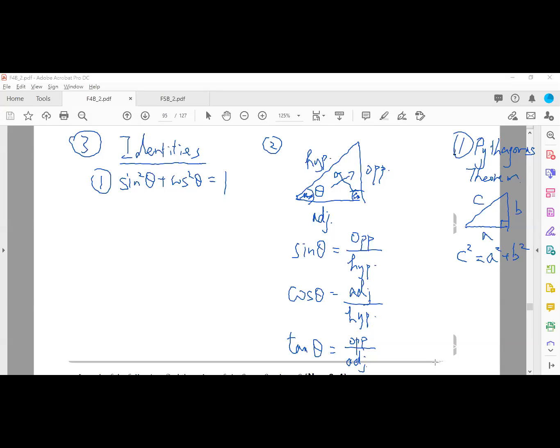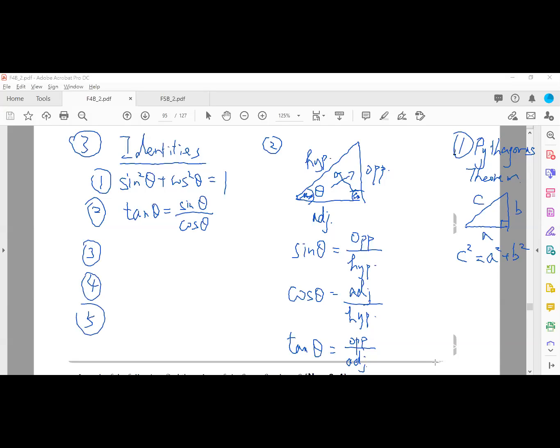And so on. And then the second identity is tangent theta is equal to sine theta over cosine theta. Sometimes we will change the tangent theta to be sine theta over cosine theta, but sometimes we will change the sine theta over cosine theta to be the tangent theta. Sometimes from left to the right, sometimes from right to the left. And then identities 3, 4, 5 will be one set of identities.